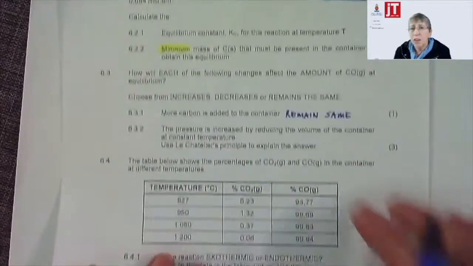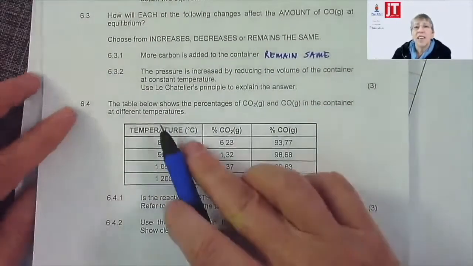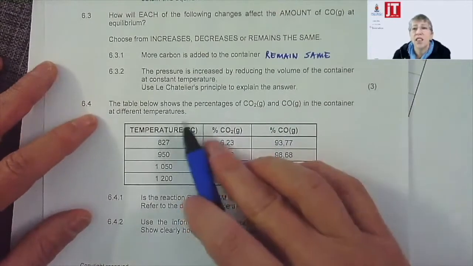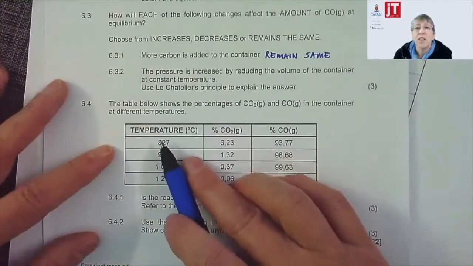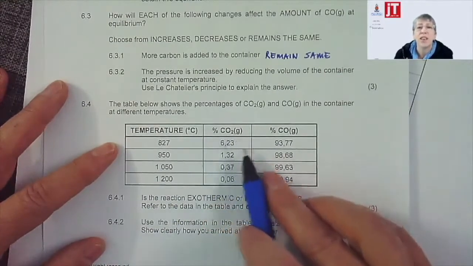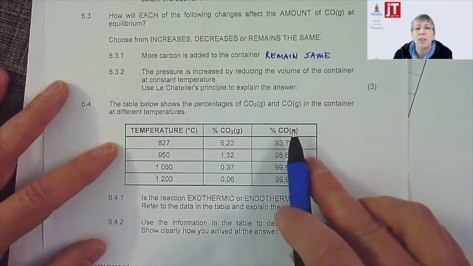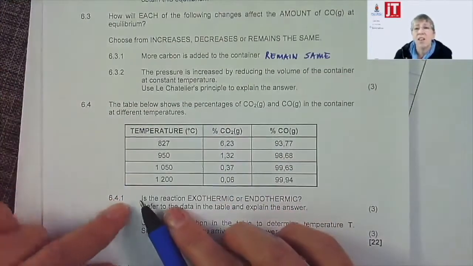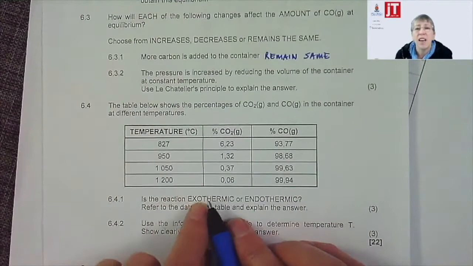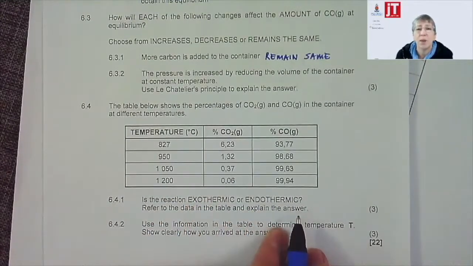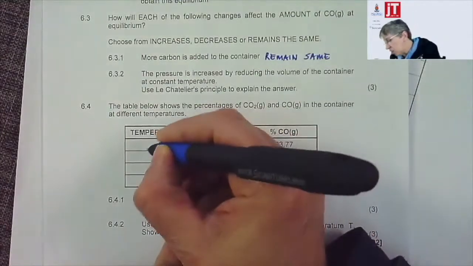Right, moving on. Now they tell us the table below shows the percentage of CO2 and CO in the container at different temperatures. Right, at that temperature, there's 6.23% of CO2 and 9.377% is carbon monoxide. And now they ask, is the reaction exothermic or endothermic, and explain by referring to the graph.